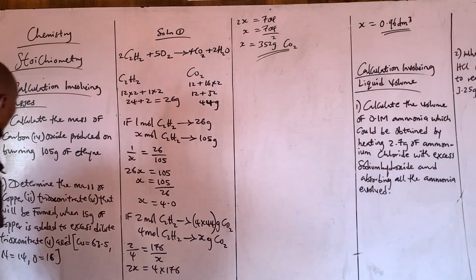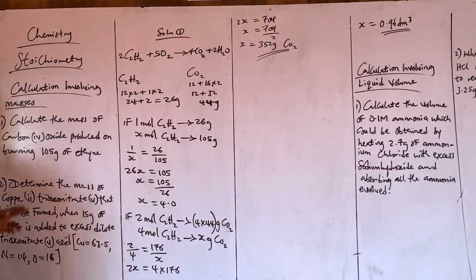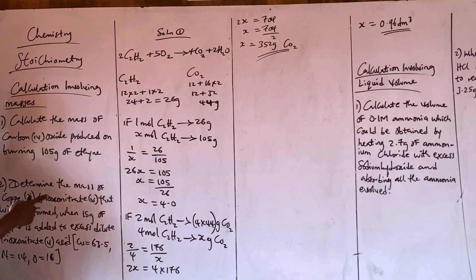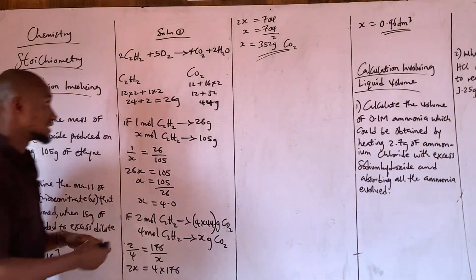Now look up. It says determine the mass of copper(II) trioxonitrate(V) that will be formed when 15 gram of copper is added to excess dilute trioxonitrate(V) acid. Is that correct? Now solution 2.